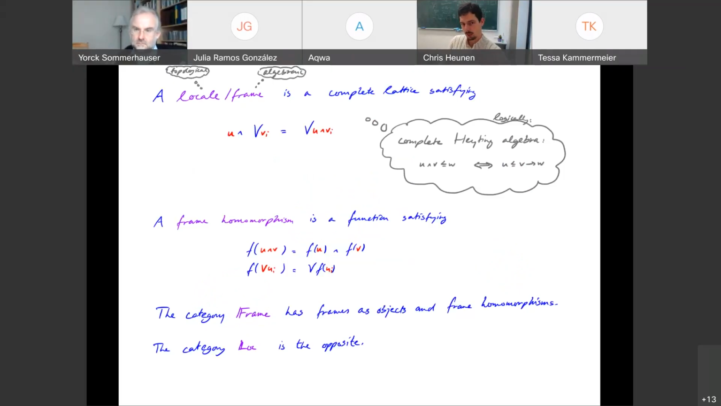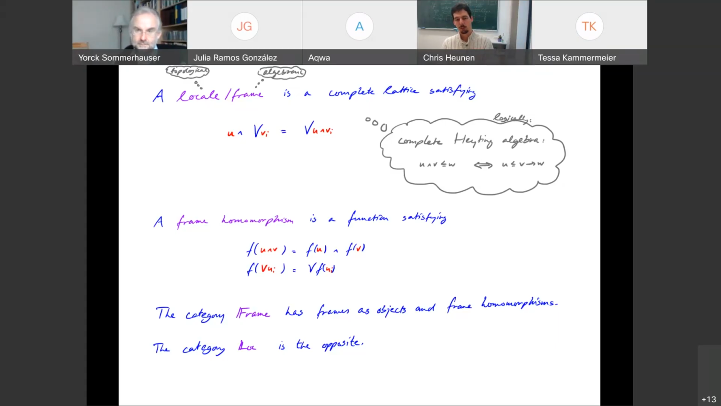So we say a locale or a frame is a complete lattice satisfying this infinite distributive law there. Complete lattice means it has a partial order on it. This partial order allows least upper bounds or suprema of arbitrary subsets. So any subset in this lattice whatsoever has an ideal point lying just above it, if you like. And it satisfies this infinitary distributive law, which says that U meet a supremum of V's is the same as a supremum of the U meet all the V's.